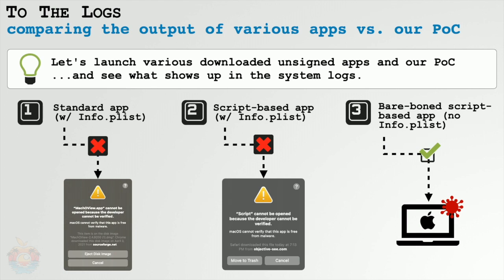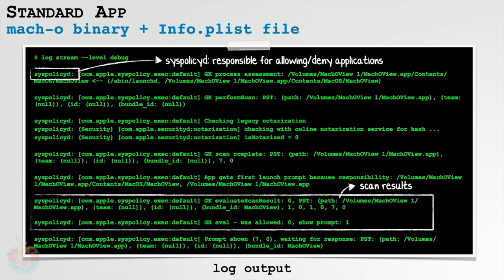So the 3 applications we have, again, are all unsigned, all from the internet. The first is a standard Mach-O executable application. When we run it, as expected, it's blocked because it's unsigned and unnotarized. The second application was an application bundle that had an Info.plist file, so a standard application, but its executable component was a script. When we run this, as expected, it was blocked. The third one was then the proof of concept application from Cedric, which is this bare-boned application missing the Info.plist file and whose executable component is a script. And as we can see, this was allowed.